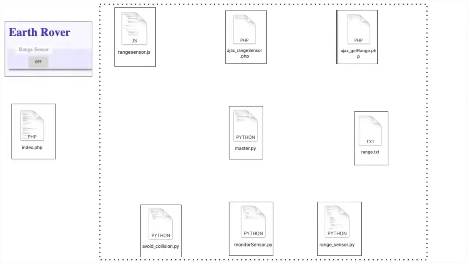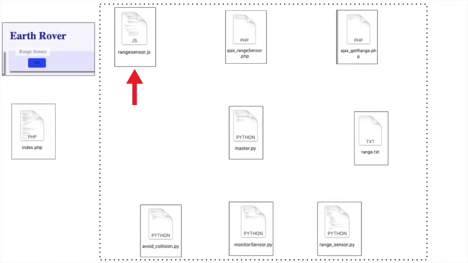All the files relevant to the range sensor control are shown inside the dotted box and placed inside the directory named range_sensor. The main GUI is rendered by the index.php file, which is placed inside the parent directory. When the range sensor toggle button is pressed, it invokes a JavaScript function defined in the JavaScript file range_sensor.js. This function toggles the button caption and makes an AJAX call to two PHP files.